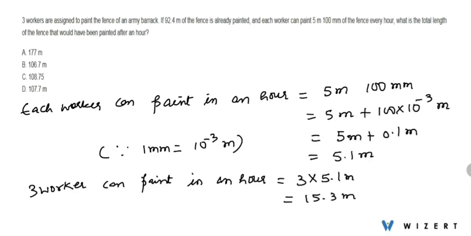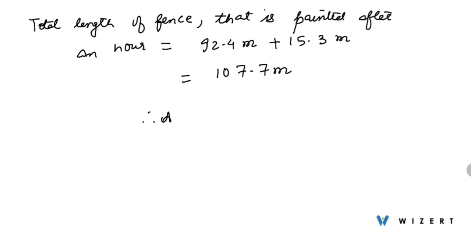Now let's check the options. 107.7 is option D. Hence we can say that the answer is option D.